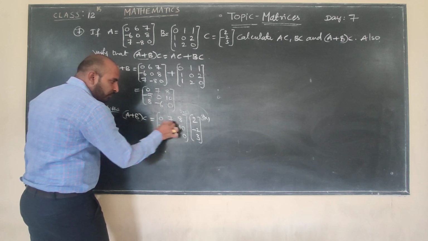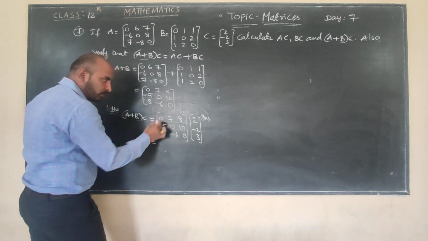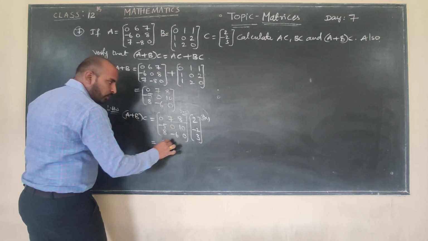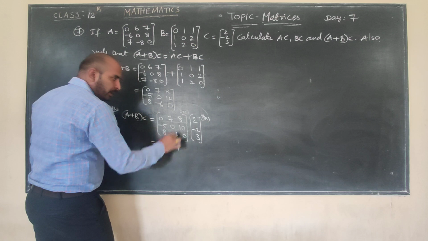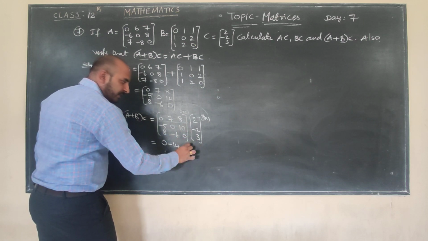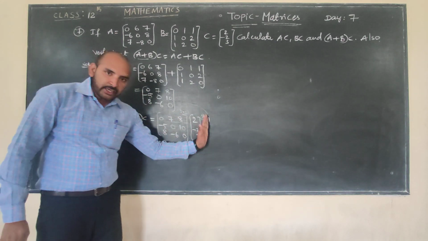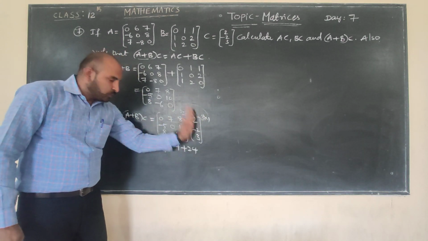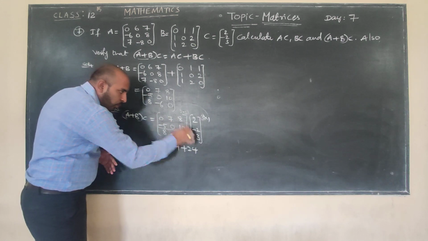Now the first row multiplied with the first column. I am taking the first row multiplied with the first column: 0 into 2 is 0, plus into minus is minus, 7 twos are 14, plus 8 threes are 24. First row, first column completed. There are another second column and third column. First column over.